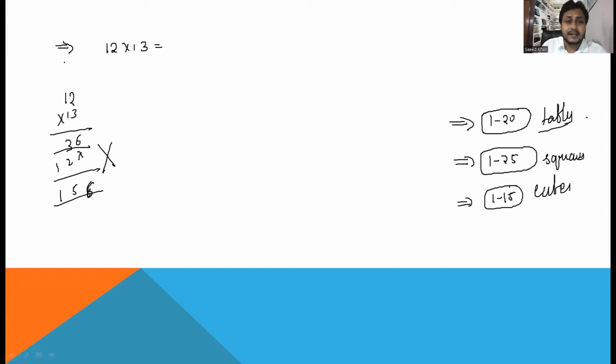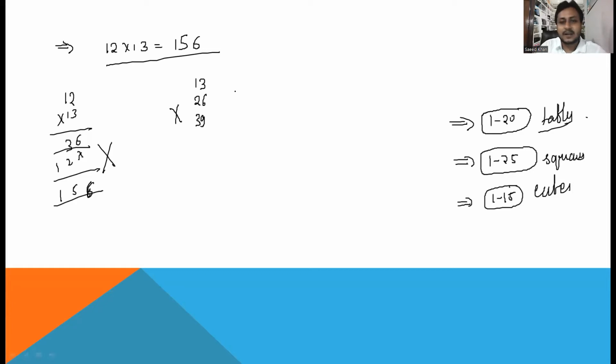So 12 into 13, we won't do it like that. You have to know the table of 12, either 12 or 13. Like 12 into 3 is 36, carry 3. 12, 1, 12, 15, 156. And don't learn the table in this order, like 13, 1, 13, 13 to 26, 13, 3, 39, right? 13, 4, 52, 13, 5, 65. No need to do that, right?